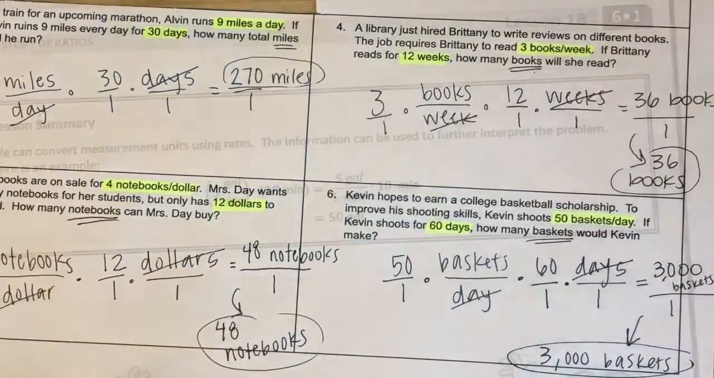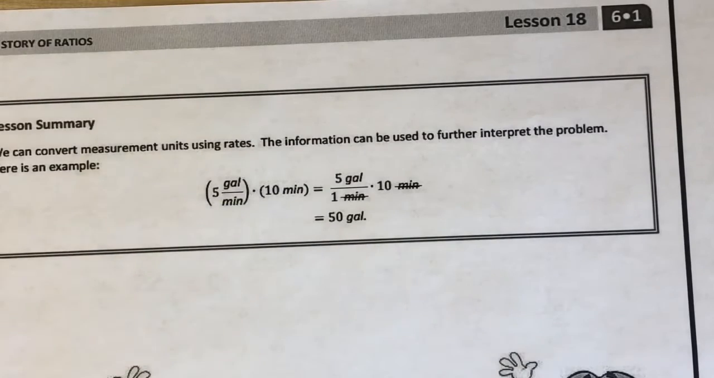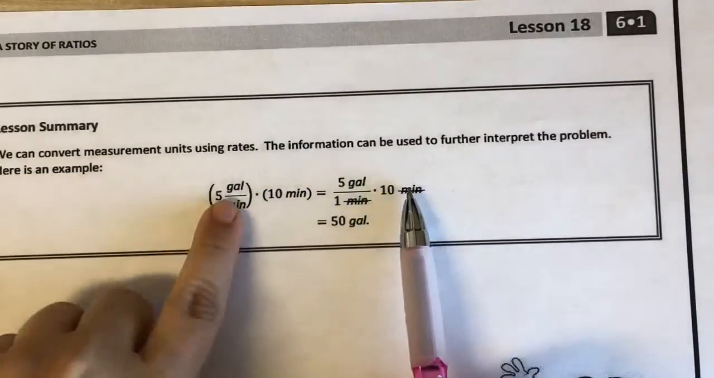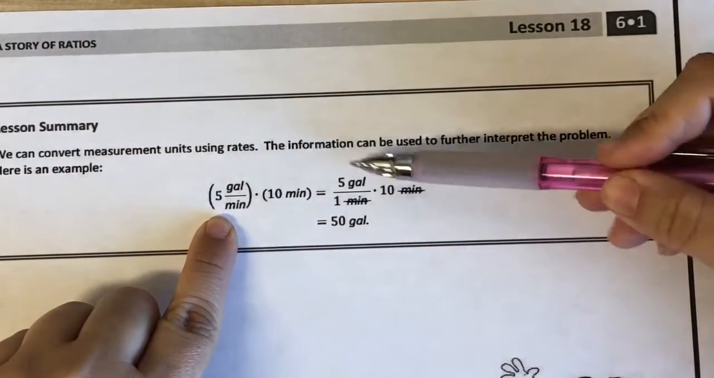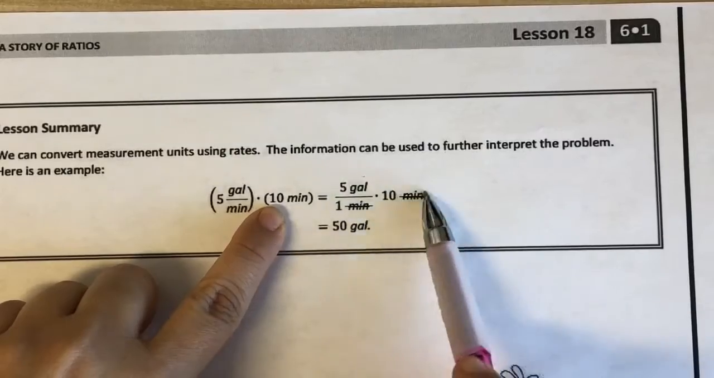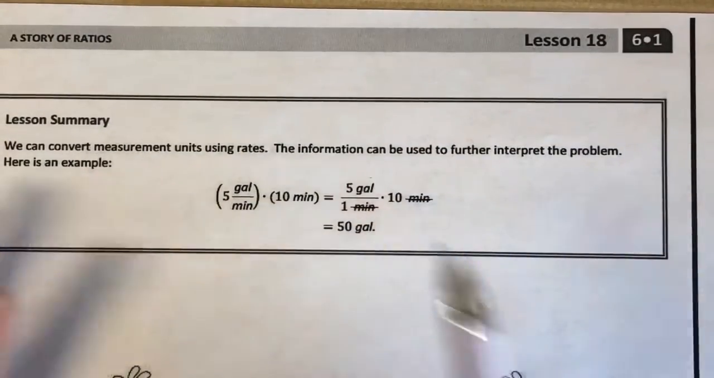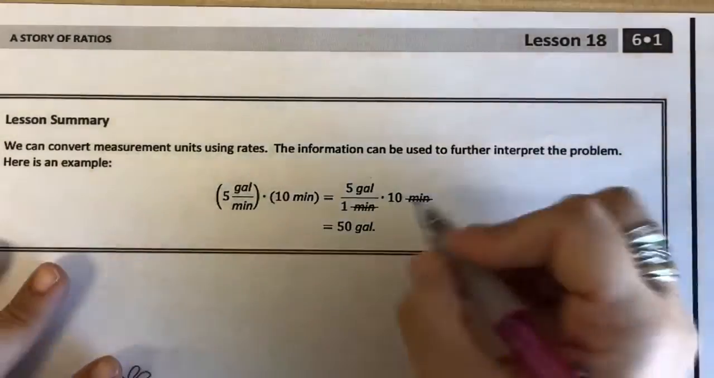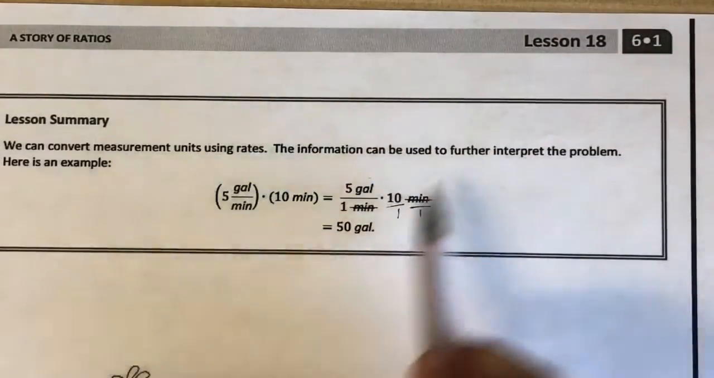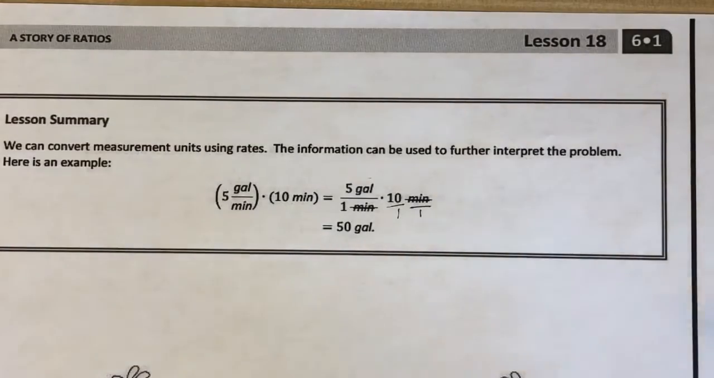Okay. So our lesson summary, we can convert measurement units using rates. The information can be used to further interpret the problem. Here's an example. So in this example, they're showing that 5 gallons per minute is really 5 gallons over 1 minute times 10 minutes. Minutes and minutes cancel out. I tried to make that more visual for you guys by adding that 1 underneath these so you can really see what's the top and what's the bottom. In other words, what's the numerator and what's the denominator.